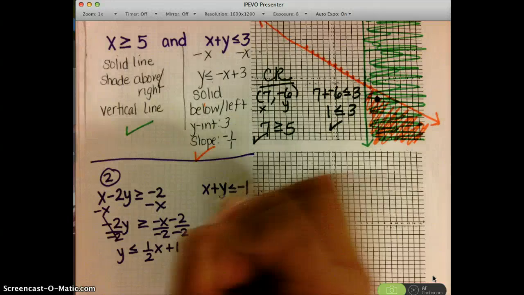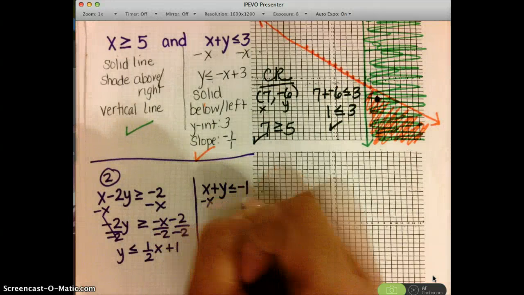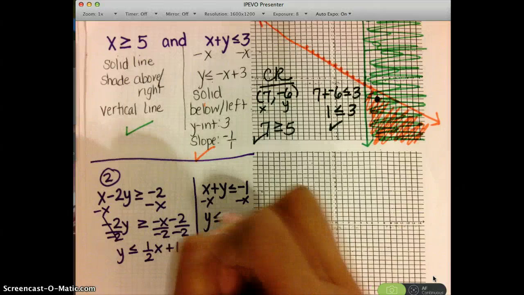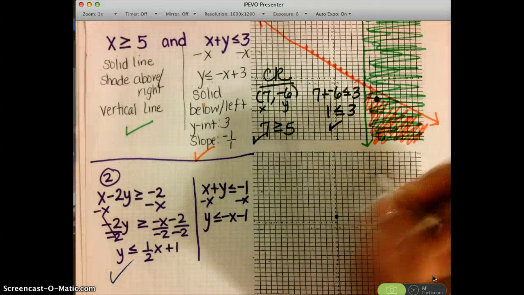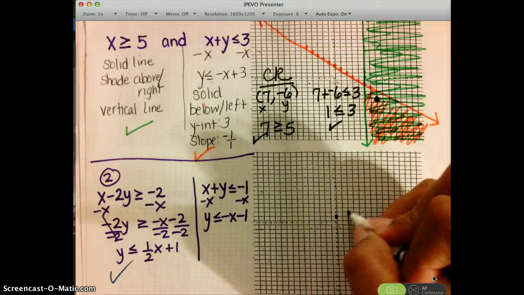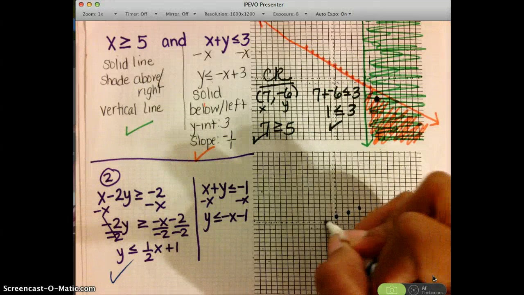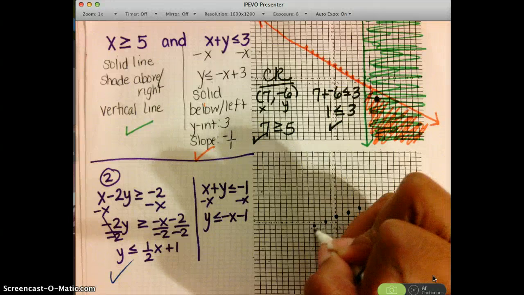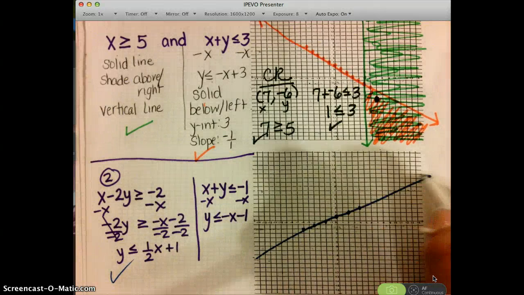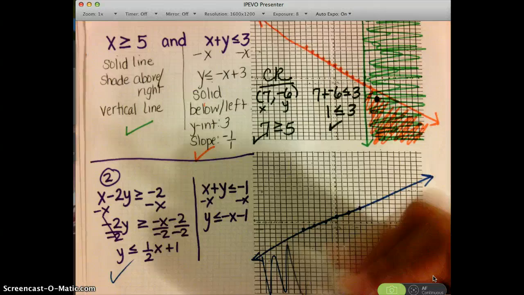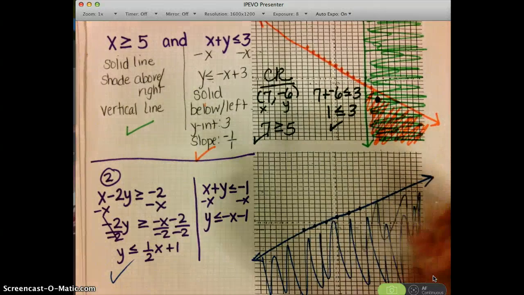For the second inequality, I'm going to subtract x. And I have y is less than or equal to negative x minus 1. Here, we're going to graph this first one using blue. Your y-intercept is 1, and your slope is 1 over 2. Up 1, right 2. Down 1, left 2. This is going to be a solid line. And it's less than, so I'm going to shade below, utilizing the entire graph.